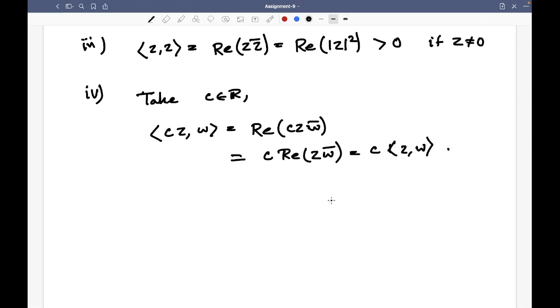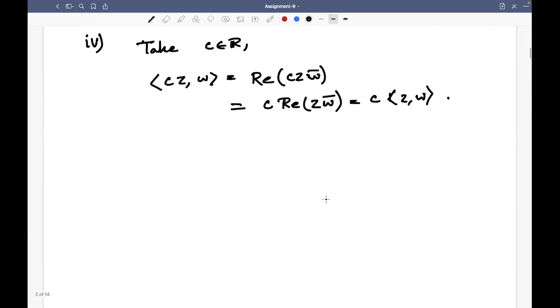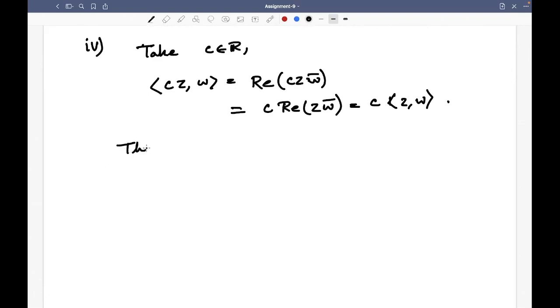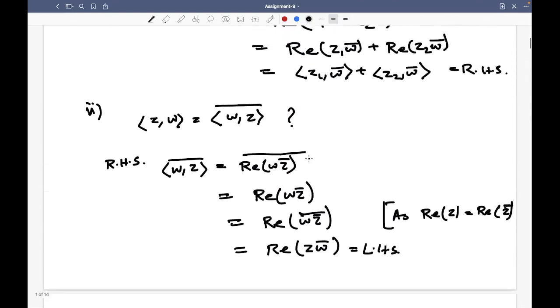So you have checked all the conditions for an inner product space. Therefore, Z comma W, which is defined by the real part of Z W bar, is an inner product over R. So the first option is correct.